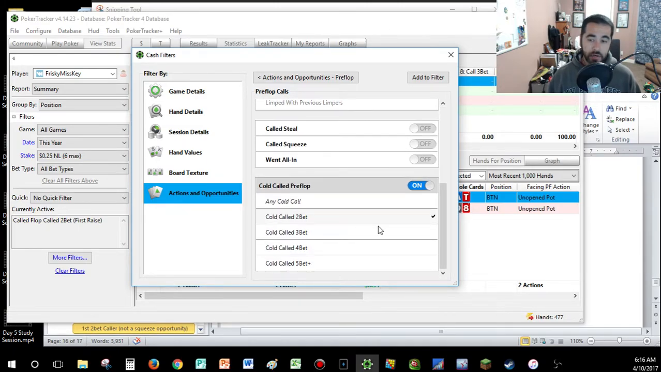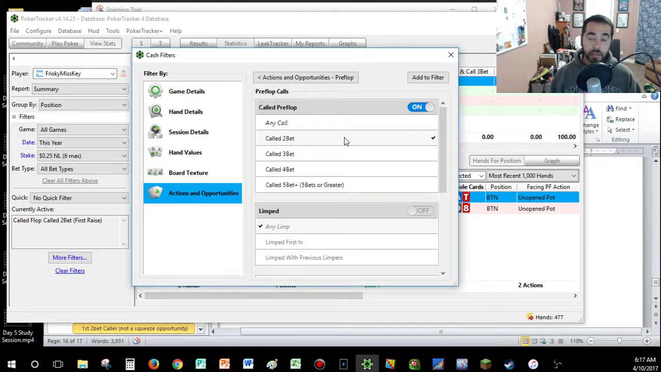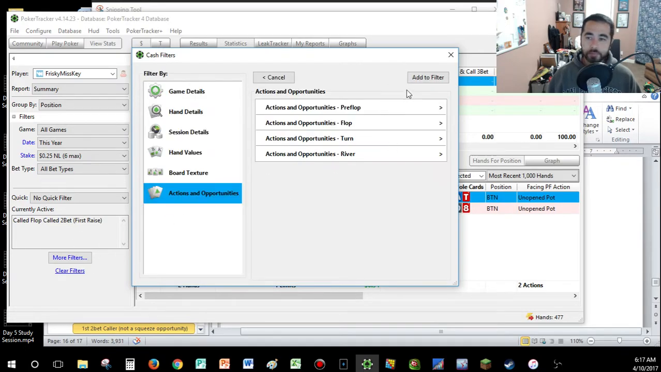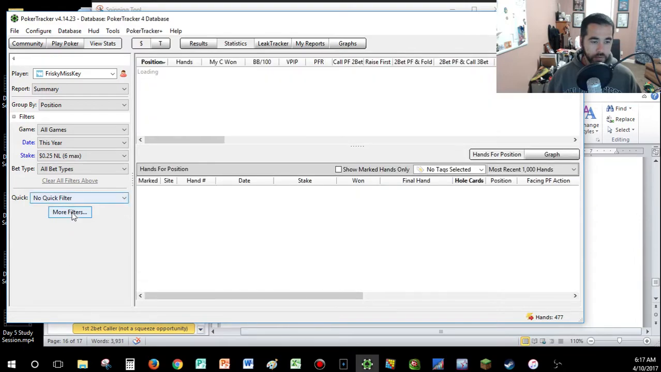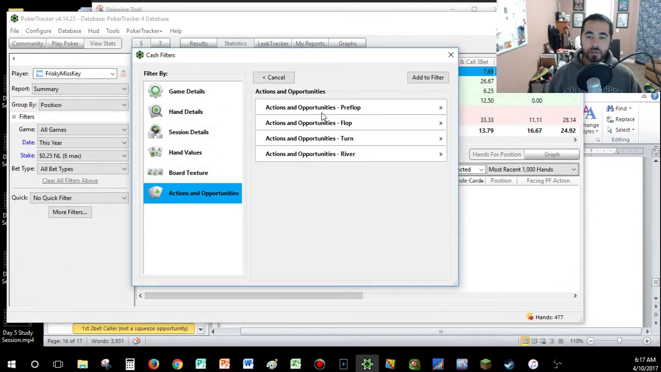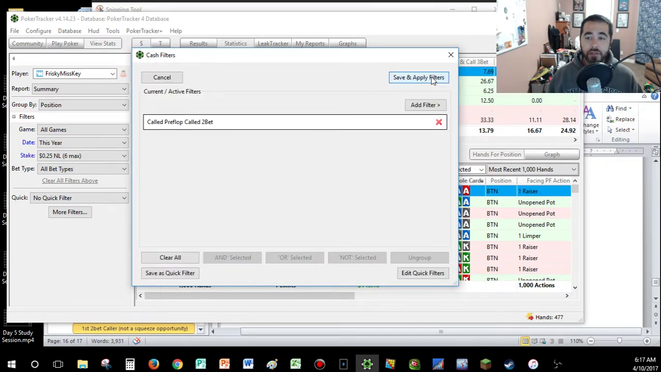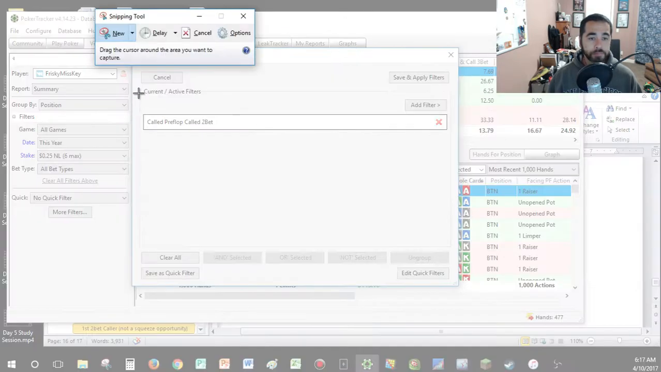Cold calling is basically just when you haven't put any money in, so you're in one of the later positions with 0 invested in the pot. If you look at just calling, it could be out of the blinds, could be in the later position, whatever. So this is what I would prefer. Oh, oops, messed up. Let's clear that filter. More filters right here. So we want to look at when we called preflop. Preflop calls, called a 2-bet is fine. So this is one, calling the 2-bet, of course.